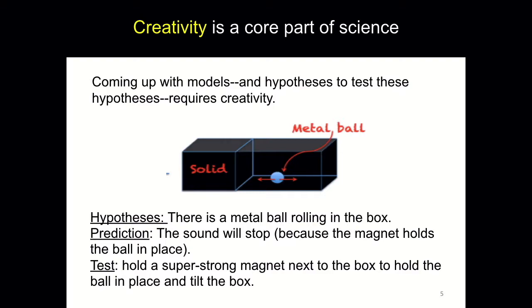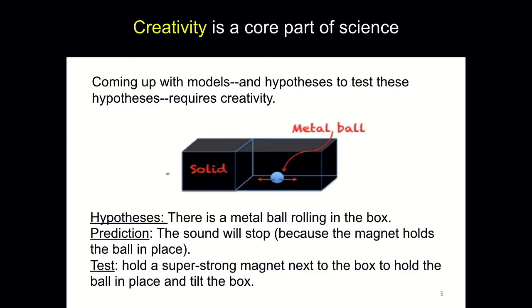So let's come up with a hypothesis. Here's a very simple one, that there's a metal ball rolling in the box. That's a testable statement. We can figure out whether this is likely to be true. The prediction we could make, which is somewhat different from a hypothesis, is that the sound will stop if we put a very strong magnet next to the box. Because basically, if we think that the sound is being produced by a metal ball, and we have an extremely strong magnet, it should stop the movement of the ball when it's put next to the box. And so the prediction is, well, with a magnet, the ball won't move, and so no sound will come out.